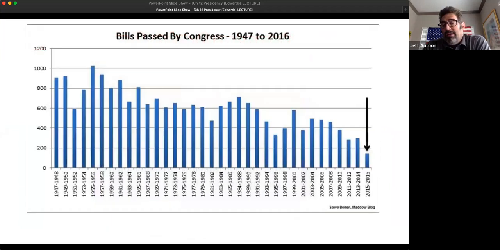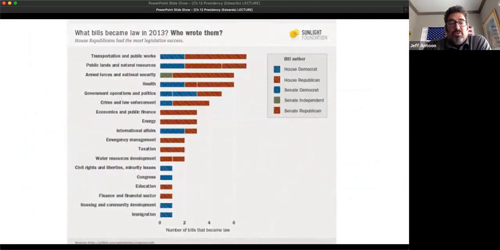Again, you can see the trend going down, 2015, 2016, the last year of President Obama. Nothing really has been passed. So it's getting worse and worse. But 2013, you could see the types of laws under Obama as well. Who is passing what? You could see House Republican, House Democrat, Senate Democrat, Senate Republican. You could see the majority at that point because both houses were Republican. They were passing more of what they wanted. And the president didn't really veto a lot of those.